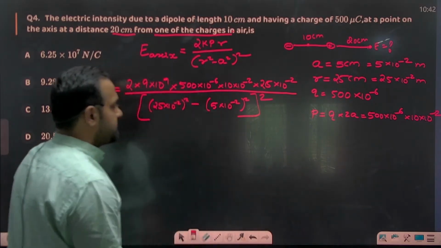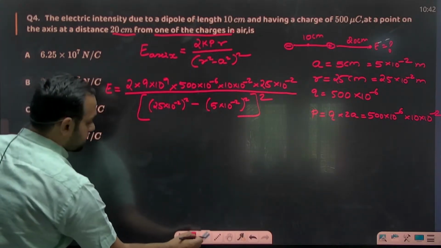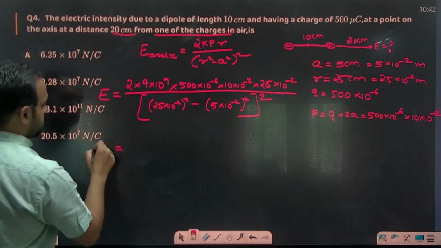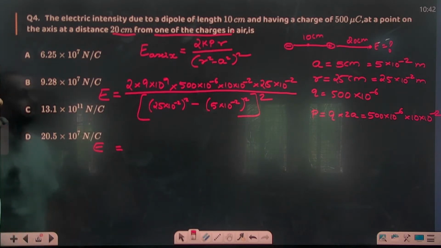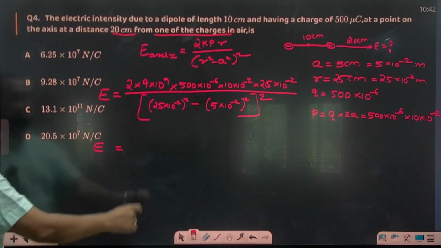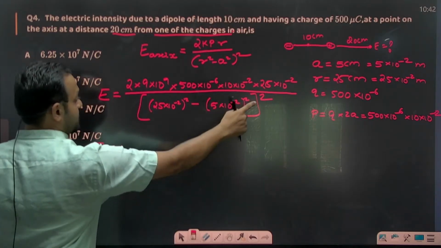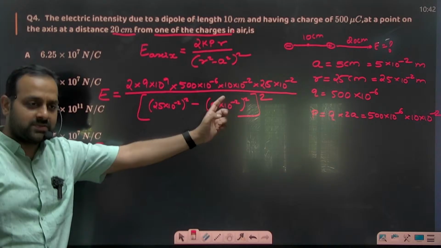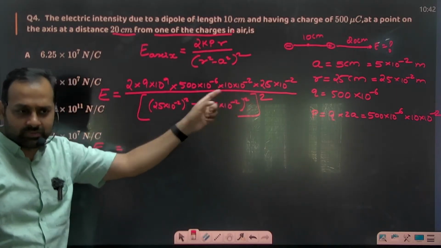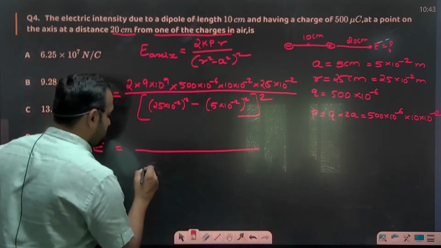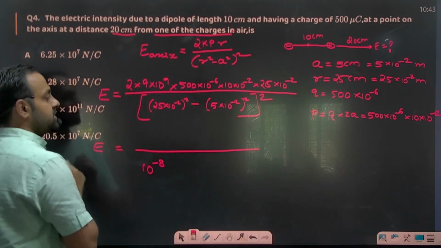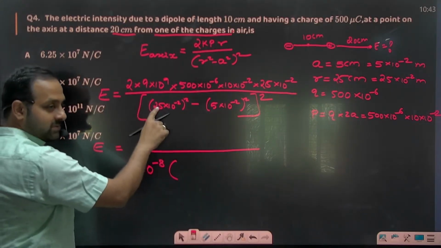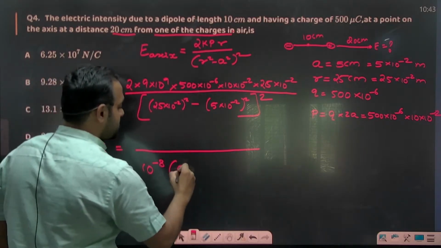Do we have to square this whole thing again? See here, 10 power minus 2 square is 10 power minus 4, common in both. Taking that common and squaring again, outside we get 10 power minus 8. So this will be 10 power minus 8 into 25 square minus 5 square. 25 square is 625, 5 square is 25, so 600.